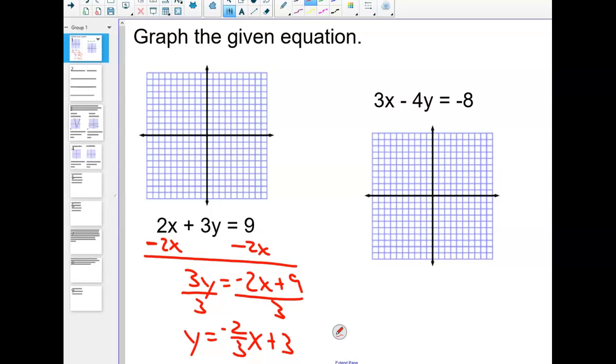So we graph a line, and this should be a review. We're always solving for y. The constant over here, 3, is always my y-intercept, my starting point. And then negative 2/3, we go up 2, left 3, down 2, right 3. I like to put a point on either side of the y-axis, and I sketch my line.